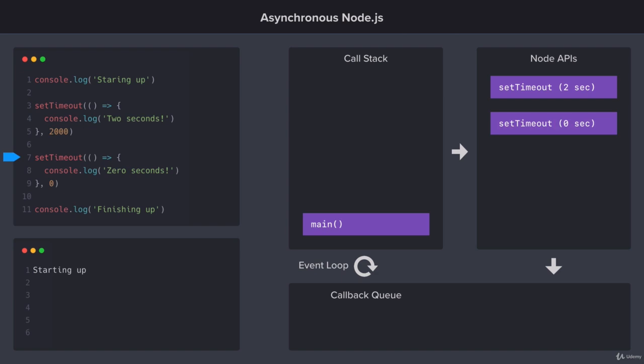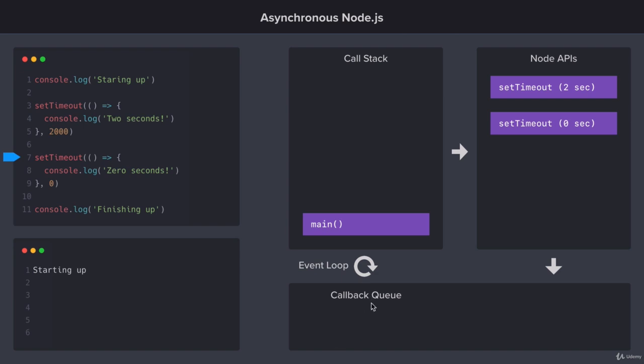Now, where do we go from here? Well, the 0 seconds are up. So this callback needs to get executed. Now, how exactly does that happen? Well, this is where the callback queue and the event loop down below come into play. The job of the callback queue is simple.